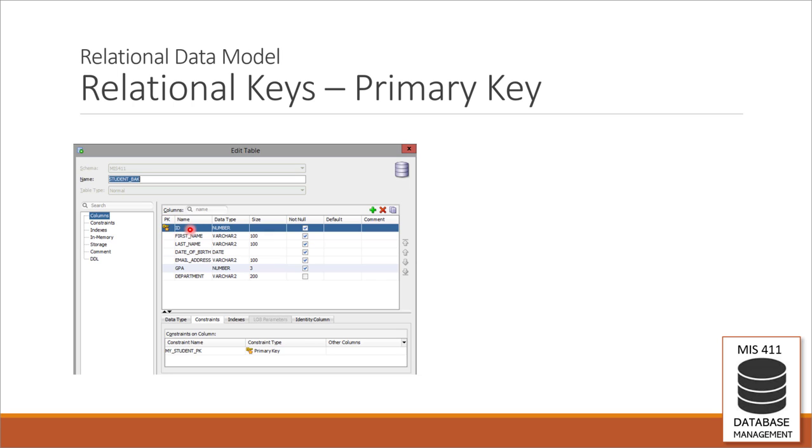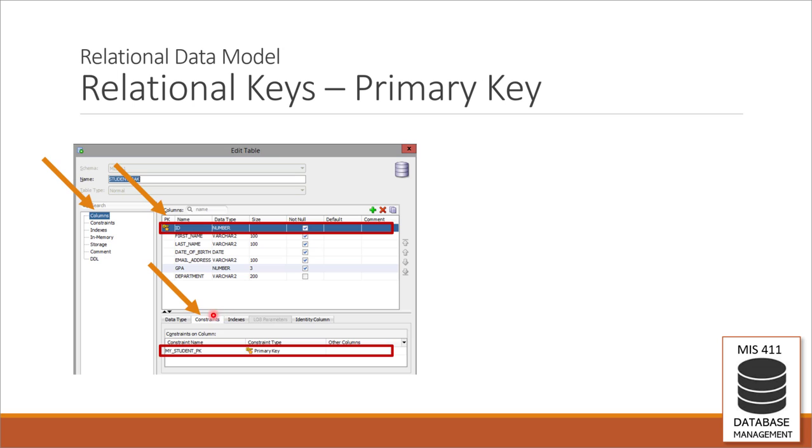And it's right beside ID. So this is how you would represent a primary key. What you can notice is, if you select columns, you'll see a primary key up here, but you'll also, down below, if you click on the Constraints tab right here, you'll actually see that My Student PK, and this is the name of the primary key. You can name this whatever you want, right? But it is the primary key, okay?